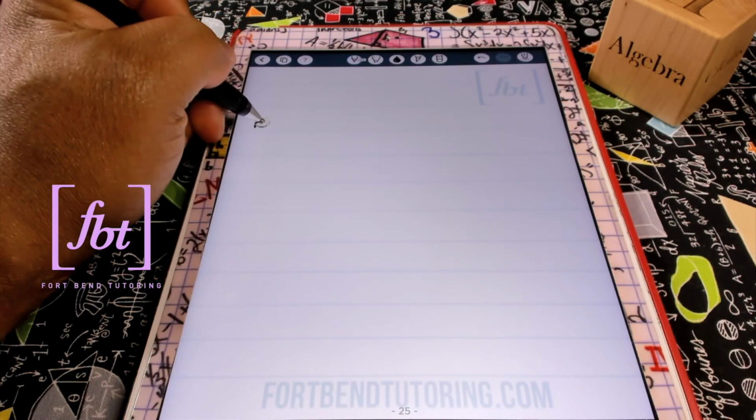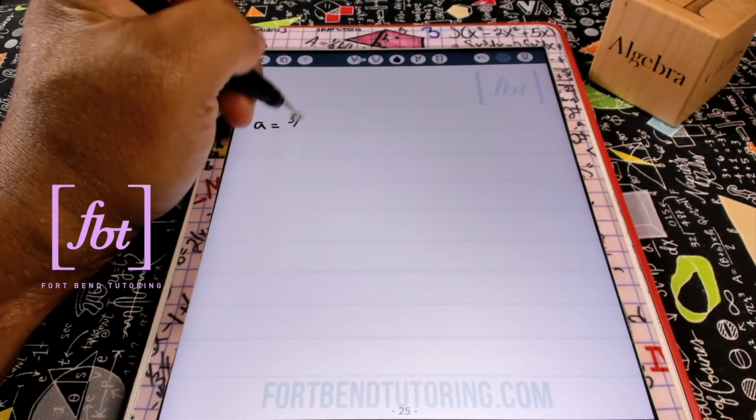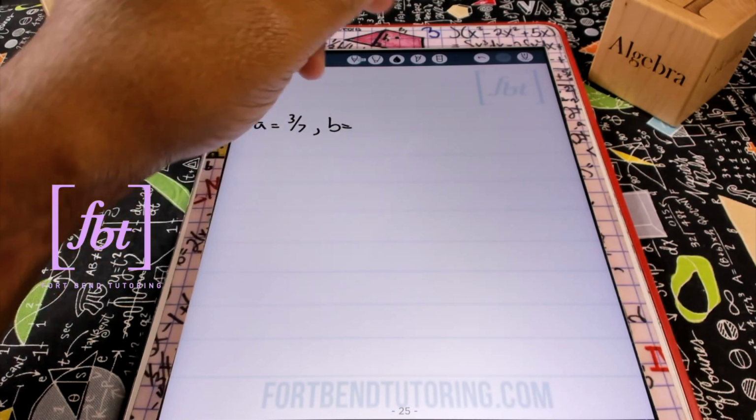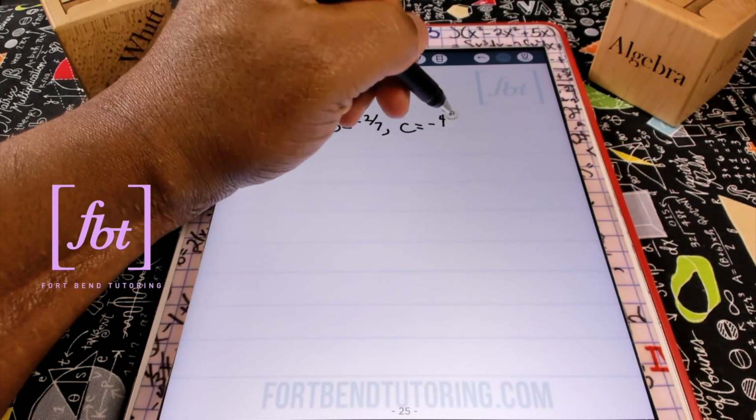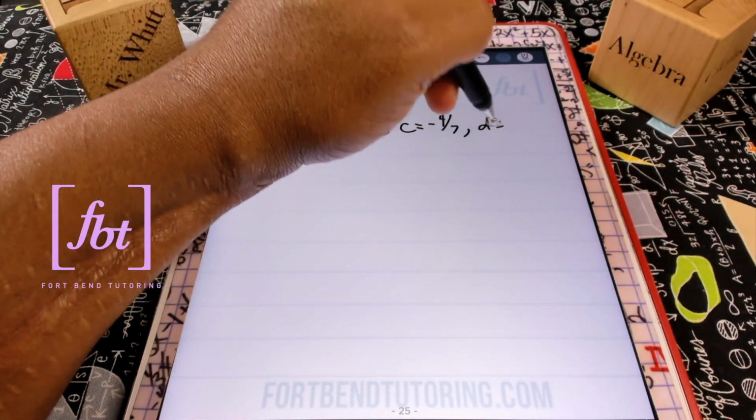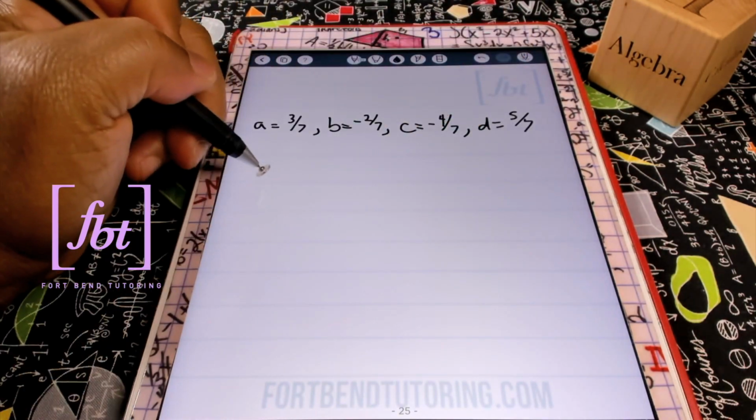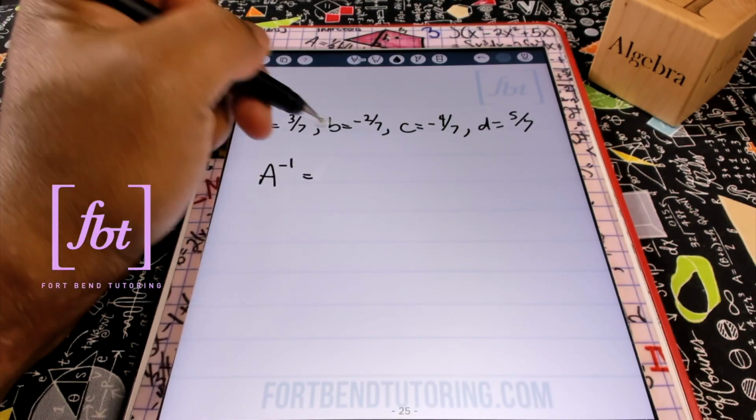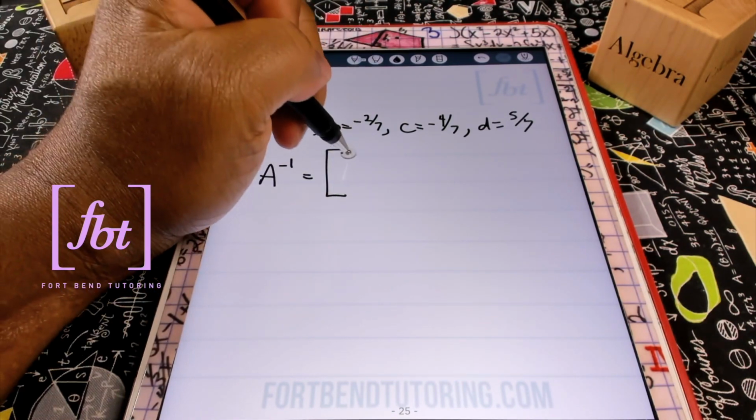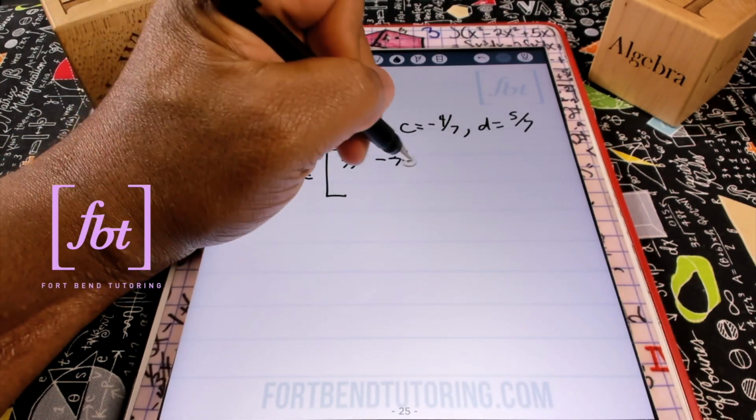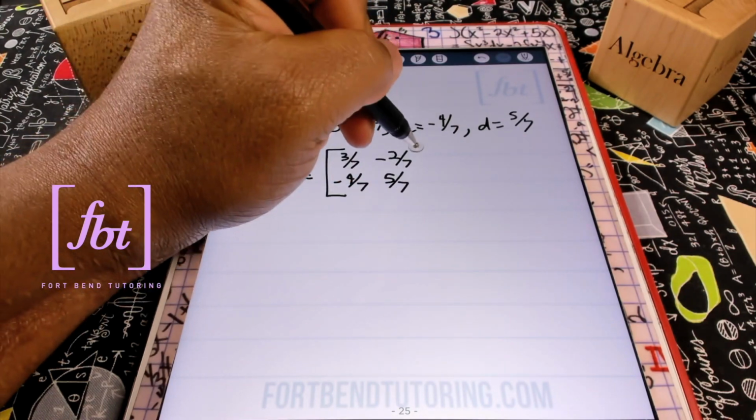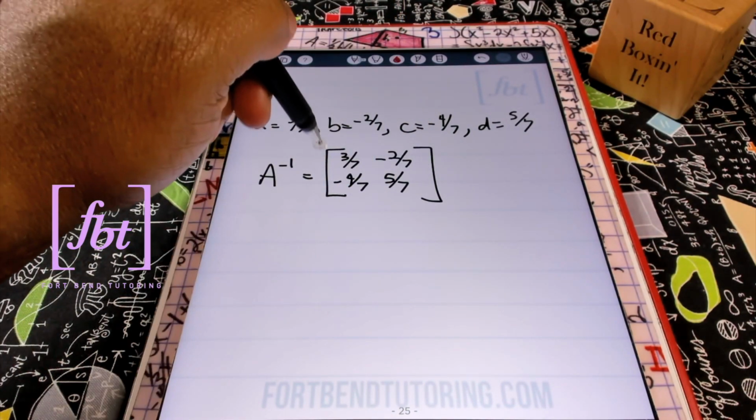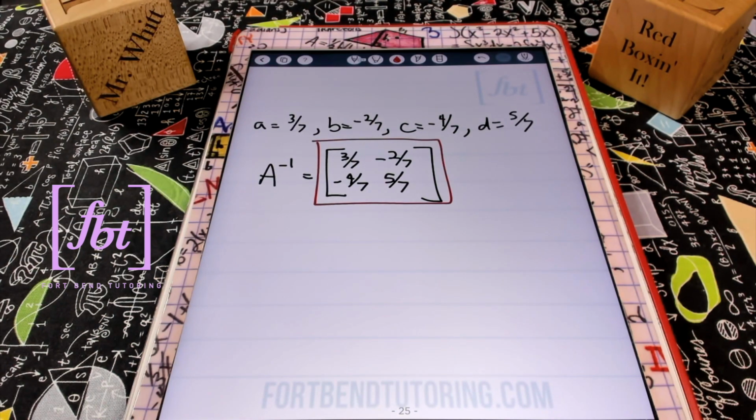Knowing that A equals 3/7, that B equals -2/7, C equals -4/7, and that D equals 5/7 will give us the inverse matrix for A, which contains 3/7, -2/7, -4/7, and 5/7. Just like that, guys. Red box it. That is the answer to problem number 4. Let's move on.